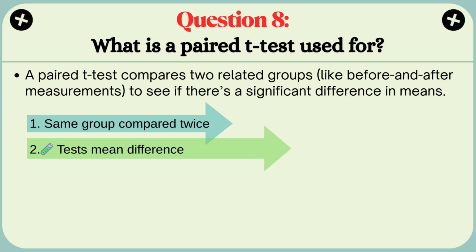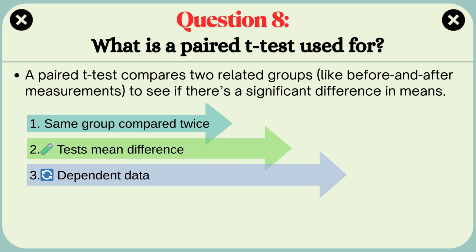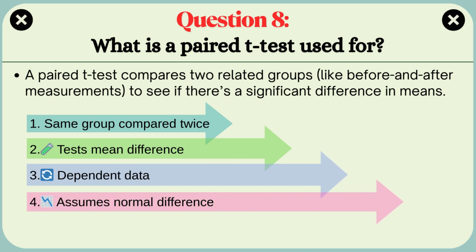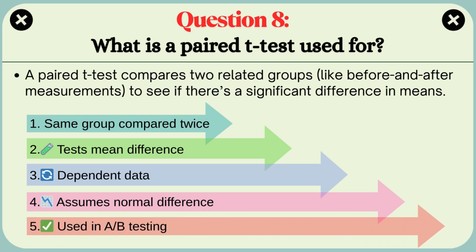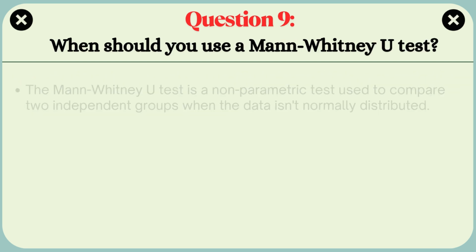Test mean difference: evaluates if there's a significant change. Dependent data: both values must come from the same subjects. Assumes normal differences: the differences should be normally distributed. Used in A/B testing: ideal for testing product changes, treatments, etc.